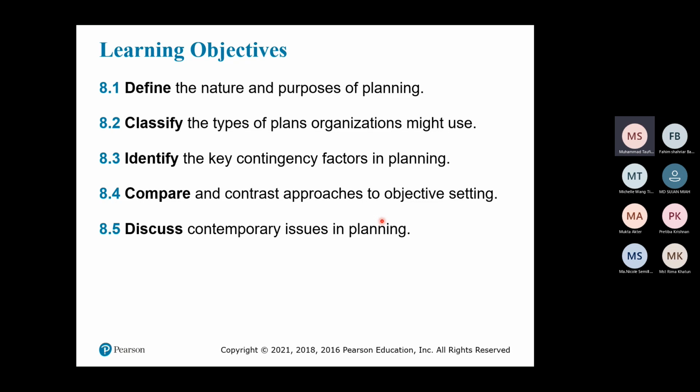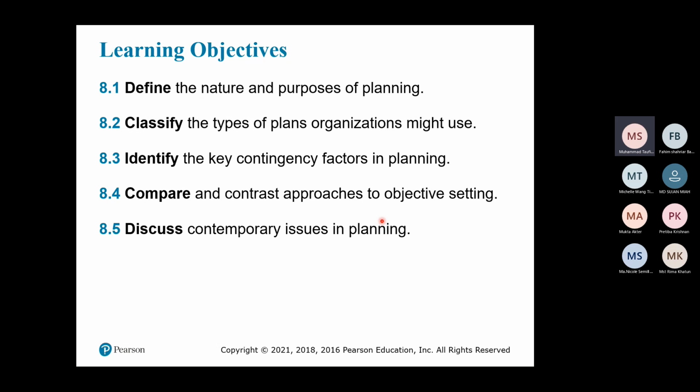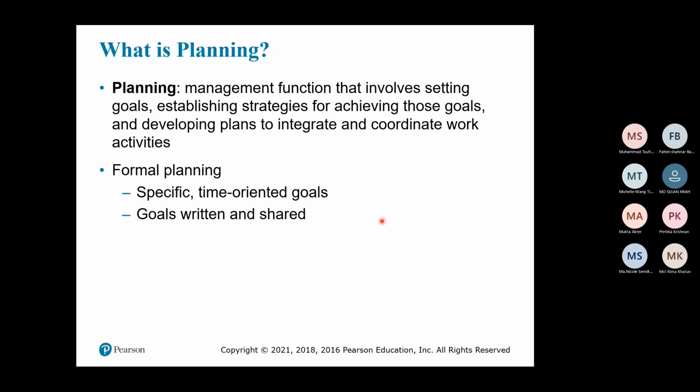This is the learning objective for this chapter: define the nature and purpose of planning, classify types of plans organizations use, identify key contingency factors in planning, compare and contrast approaches to objective setting, and discuss contemporary issues in planning. So this is what we will cover in this chapter.